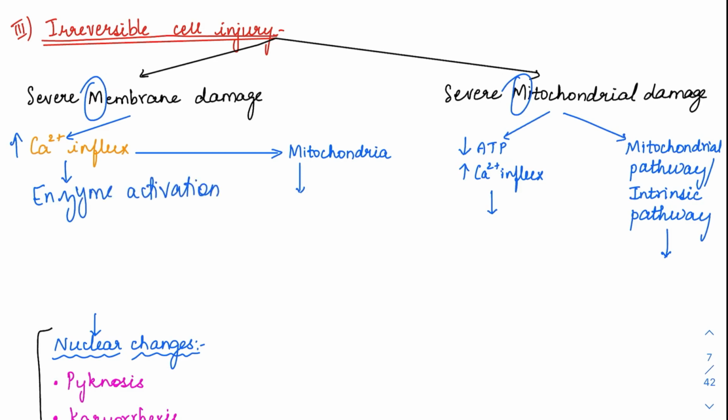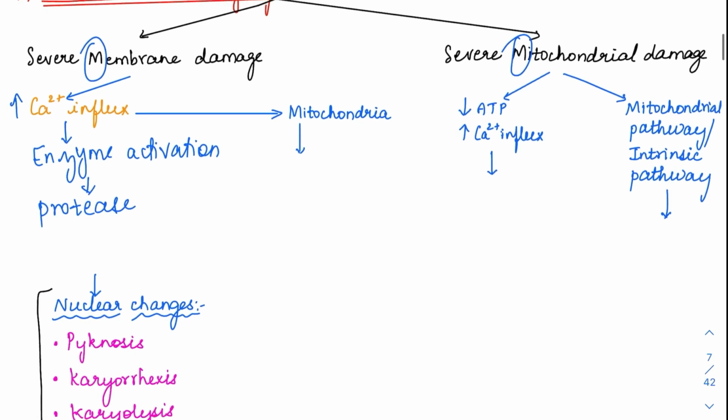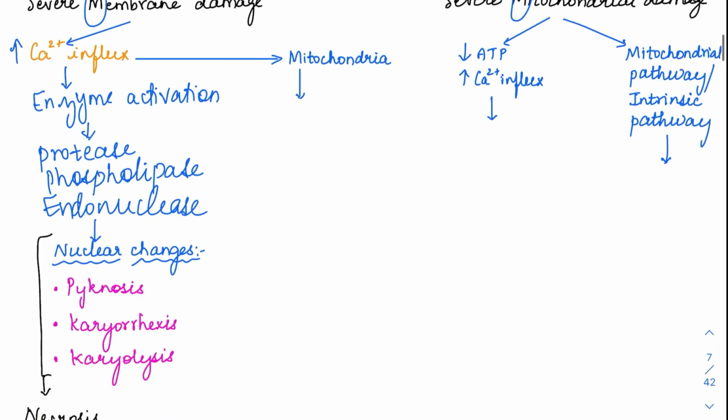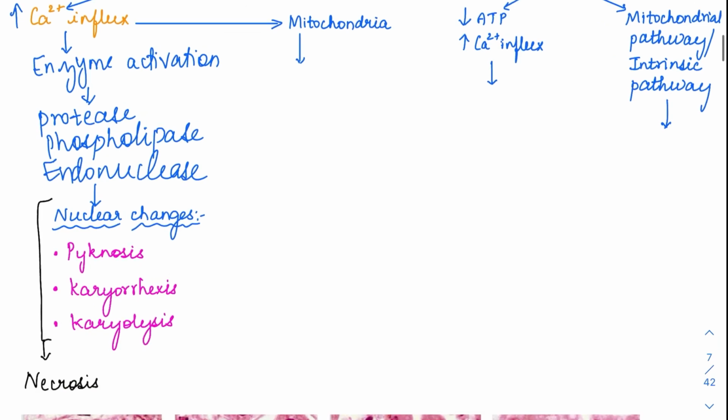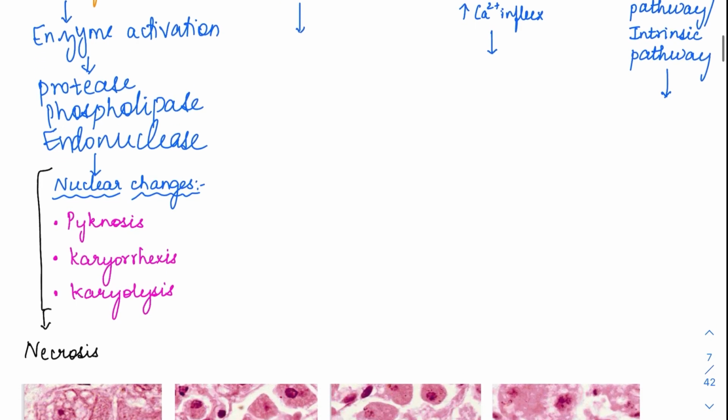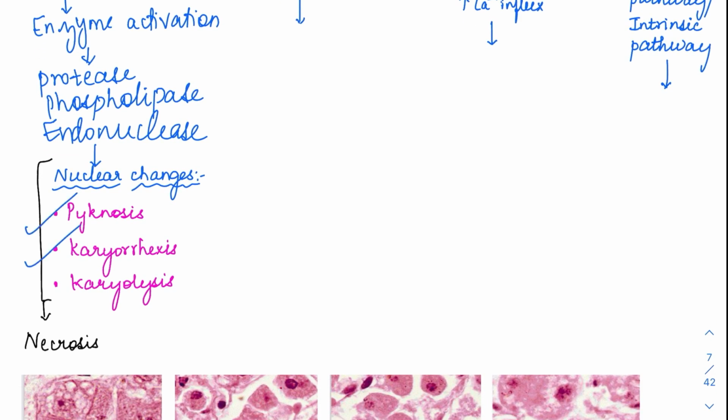The enzymes like protease, which are going to degrade the proteins present inside the cell. Then phospholipase, which is going to break the phospholipids present in the membrane. And then the endonuclease enzyme will be activated. Endonuclease is an enzyme which is going to break down the nucleus. So nuclear changes will be seen as a result of this calcium influx. So what are the nuclear changes? Starting with pycnosis, karyorrhexis and karyolysis.